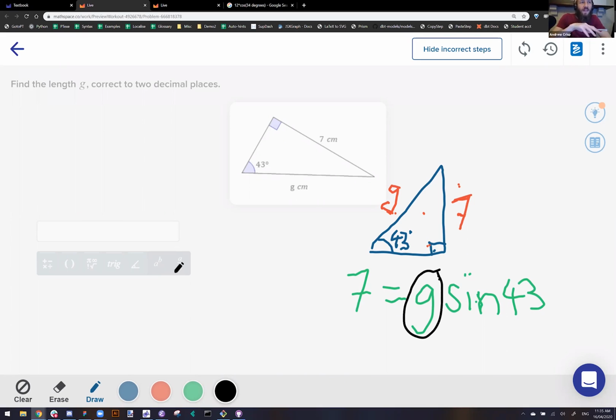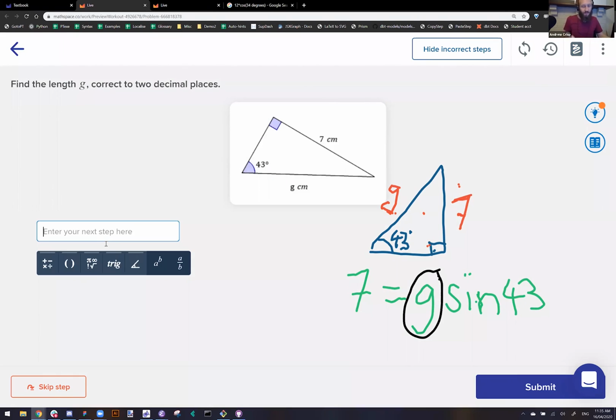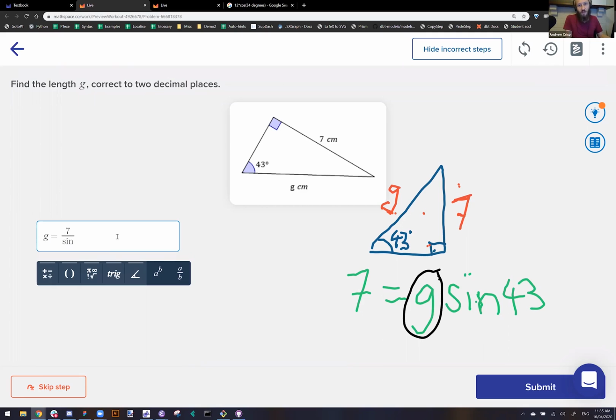Last week I talked about networks. But if you're feeling a little bit funny about your equations and whether or not you multiply or divide, maybe check out my year 11 lesson from last week where I went through formulas and equations. Because I want to find G and it's getting multiplied by something, I just divide by the something. So I can write G equals 7 divided by sine 43.